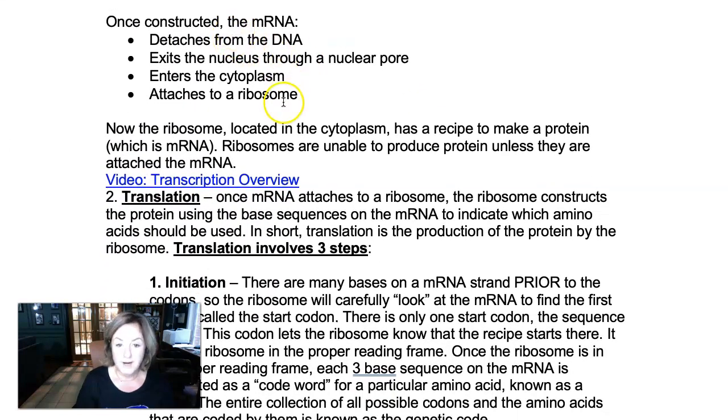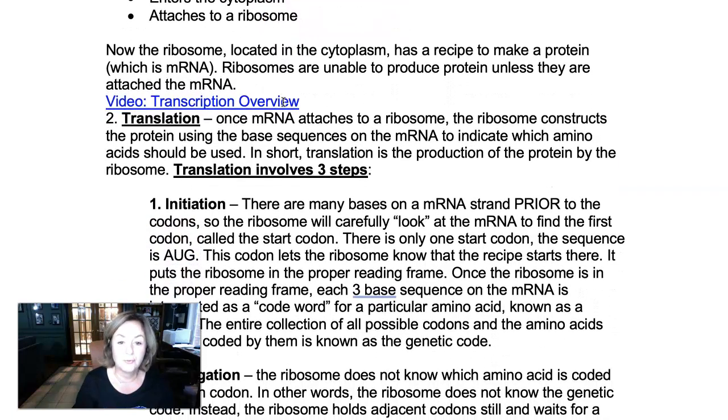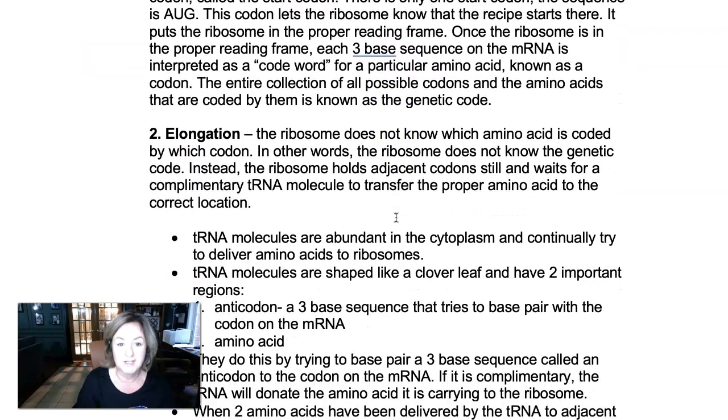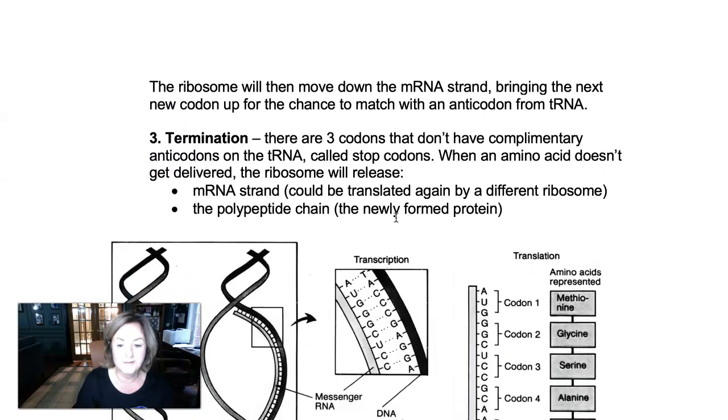And what happens to the RNA? Basically, it leaves the nucleus, it goes out to the ribosome, and then at the level of the ribosome, once the ribosome attaches to the mRNA, it's going to make the protein. That's what's called translation. And all of these notes are about translation.